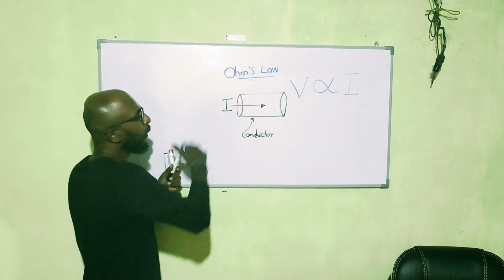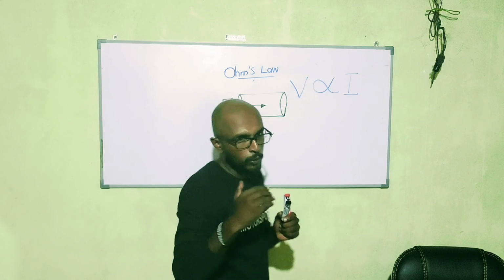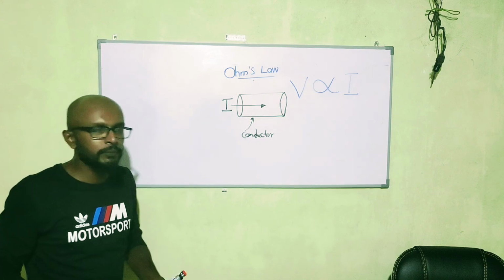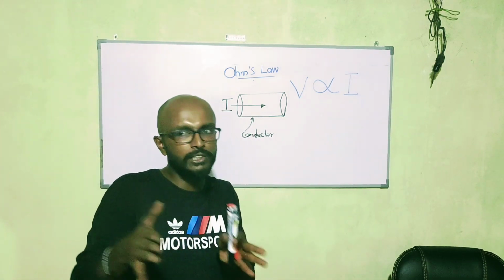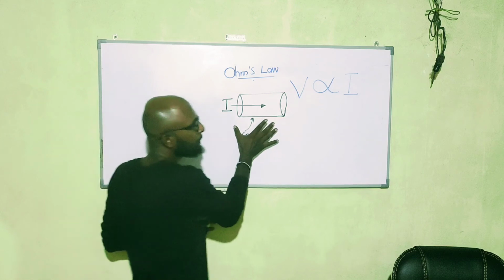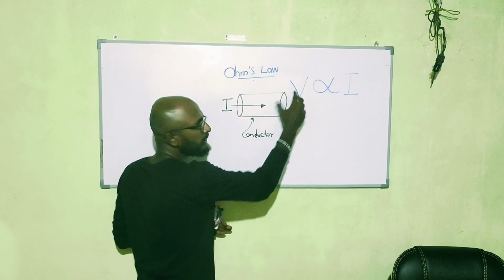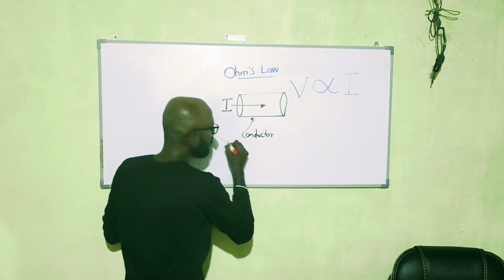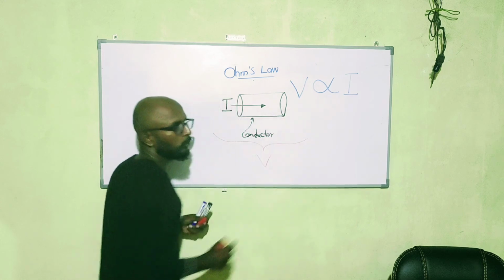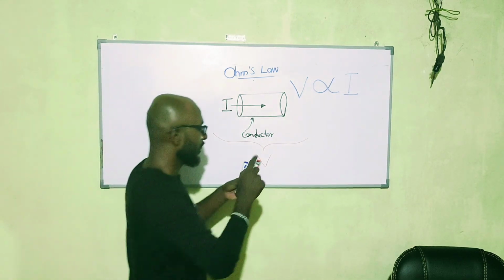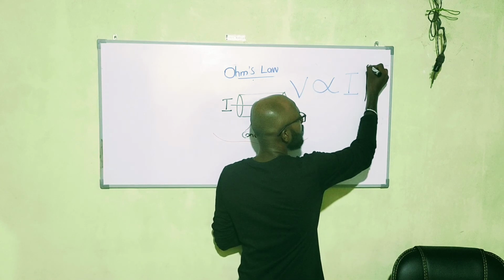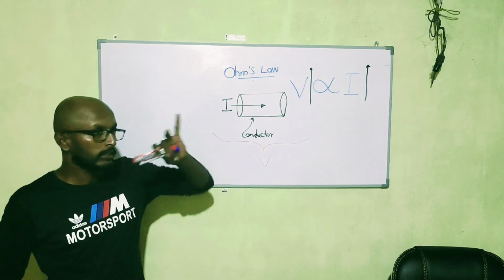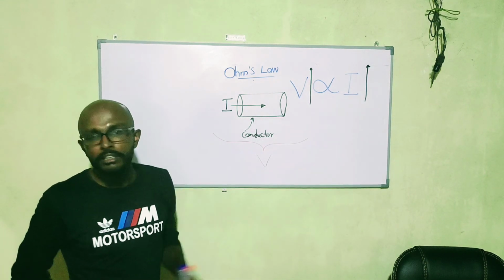As per Ohm's law, when all the other physical quantities, that means the temperature and pressure and every physical quantity, are constant, and we increase the supplied voltage, I'm taking the supplied voltage to this conductor as V, what will happen? The current will increase. That means the voltage and the current have a directly proportional relationship.